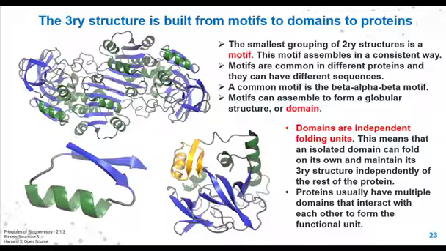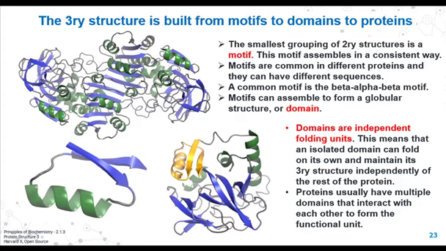So for you listening, picture that. Nature isn't always reinventing the wheel. It's using these prefabricated, independently folding modules, domains, and combining them in different ways to create a vast diversity of protein functions, like using standard components to build complex machines. It's a very efficient evolutionary strategy.